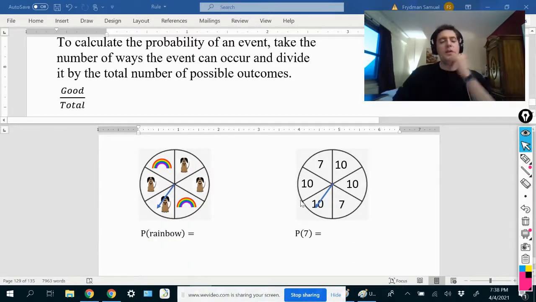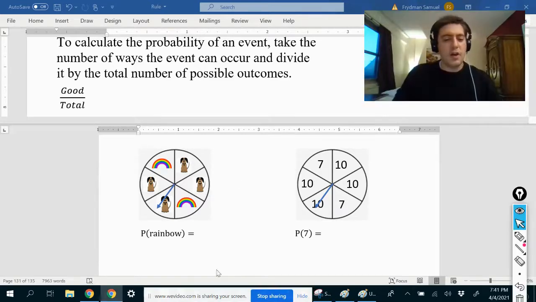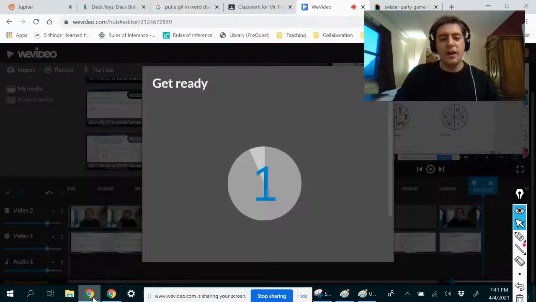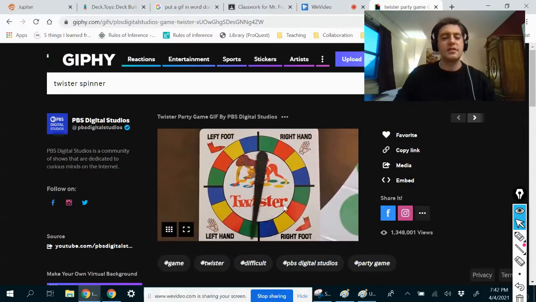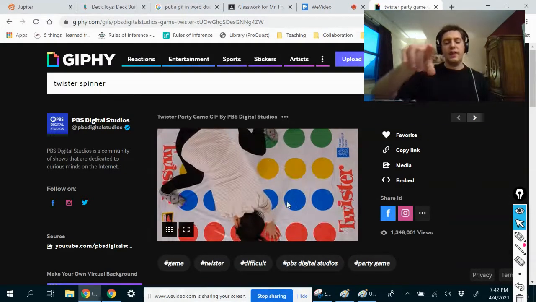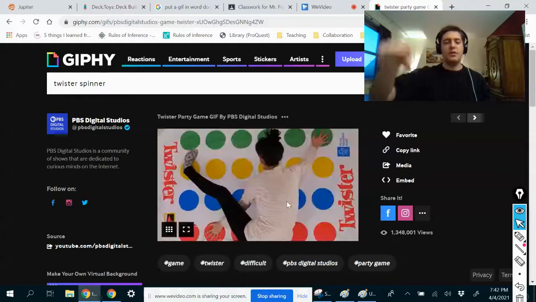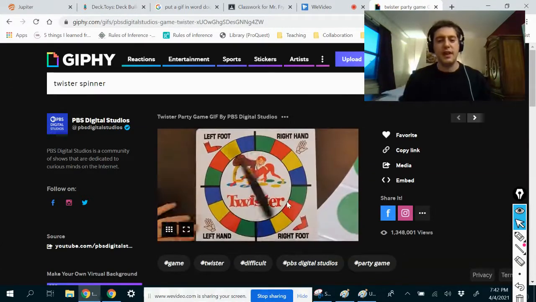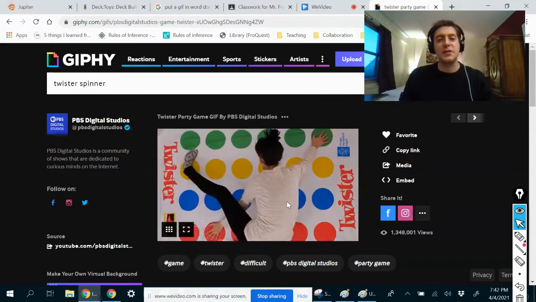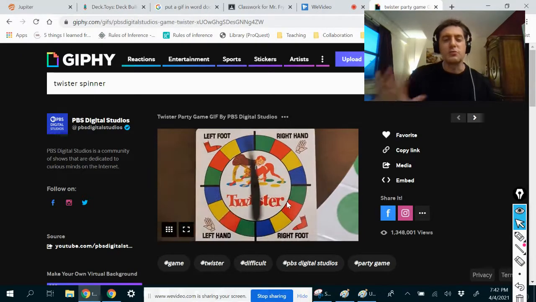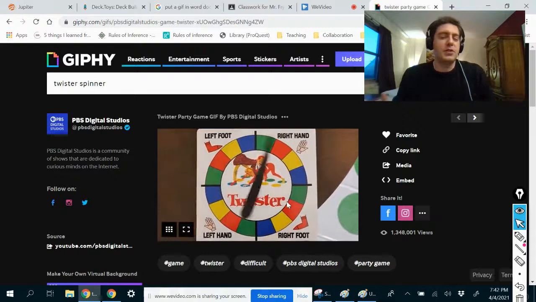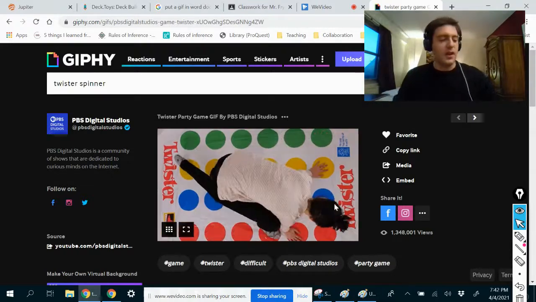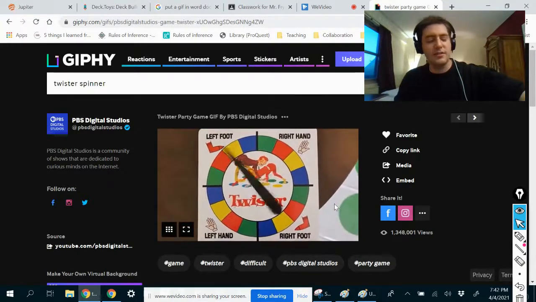I wanted to do a couple of other examples with some spinners. Okay, so first of all, what's a spinner? A spinner is something like this. So you have a circular thing, you have an arrow in the middle, you flick the arrow, it spins around and around and around. And in this case, this is the spinner for the game of Twister. I don't know if you ever played that. Like put your right hand on red, put your left foot on green. If you've never played Twister, you probably don't know what I'm talking about, but that's okay. It's a fun game. Check it out.